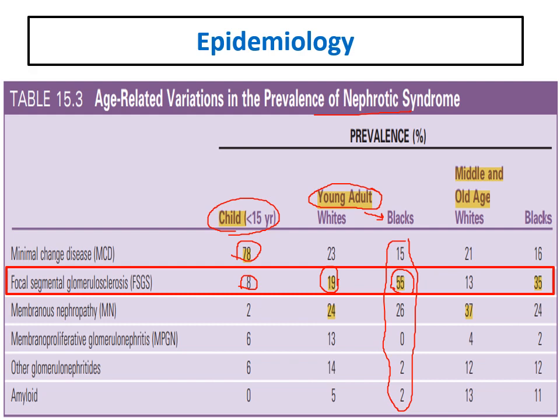What about middle age and old age? In blacks, again, it is the most common cause of nephrotic syndrome, in young adults and in middle and old age. While in whites, it represents the third most common cause after membranous and minimal change, like in young adults. Okay, so in children, it is the second most common cause. In blacks, either young adult or middle age, it is the most common cause of nephrotic syndrome, while in the white population, it is the third most common cause after membranous and minimal change. This is very important data that you should know.